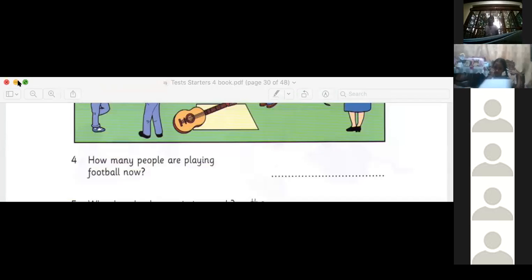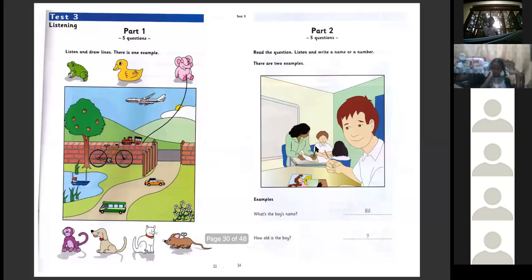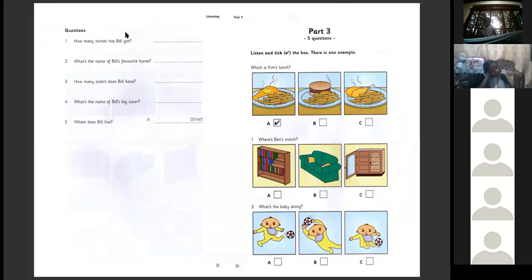Part 3. Look at the pictures. Listen and look. There is one example. Which is Kim's lunch? Is Kim having chicken for lunch? No, she isn't. Oh, well, is she having a burger today? No, she's having some fish and French fries. Can you see the tick? Now you listen and tick the box.